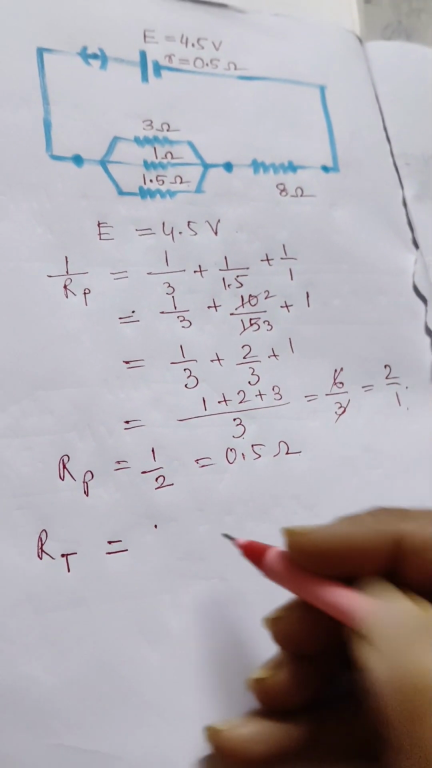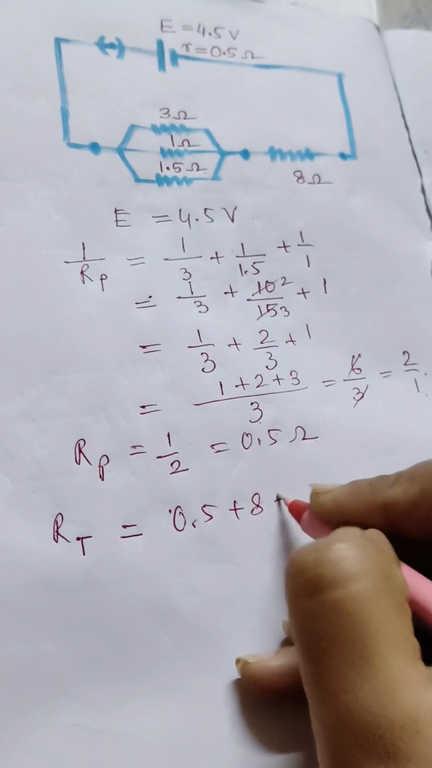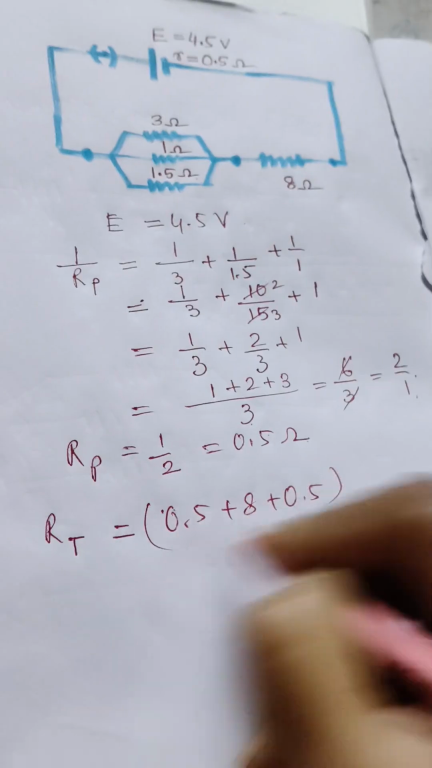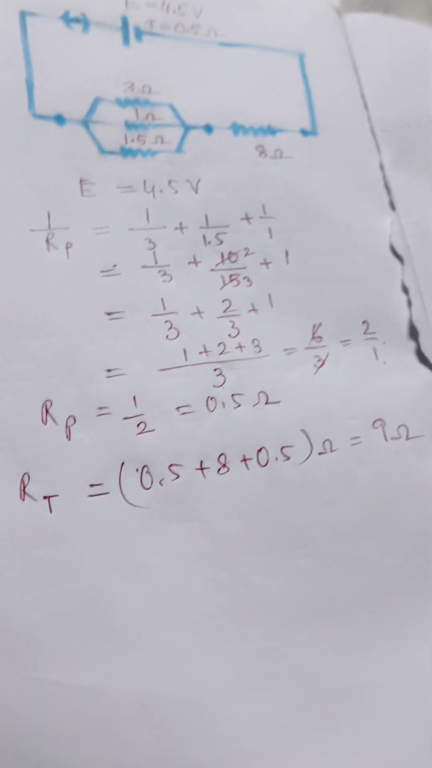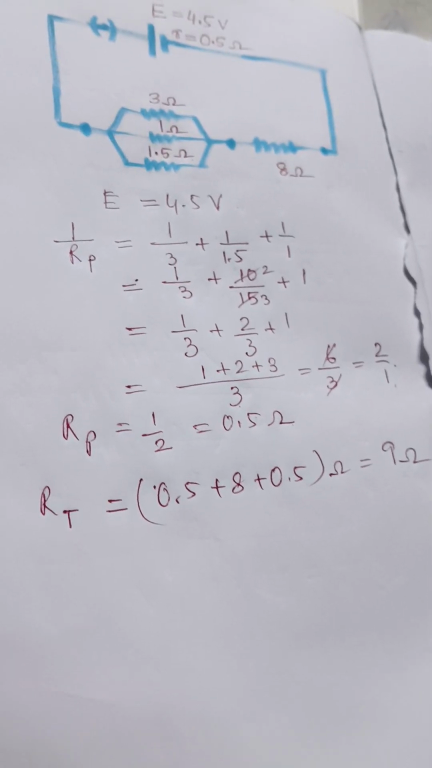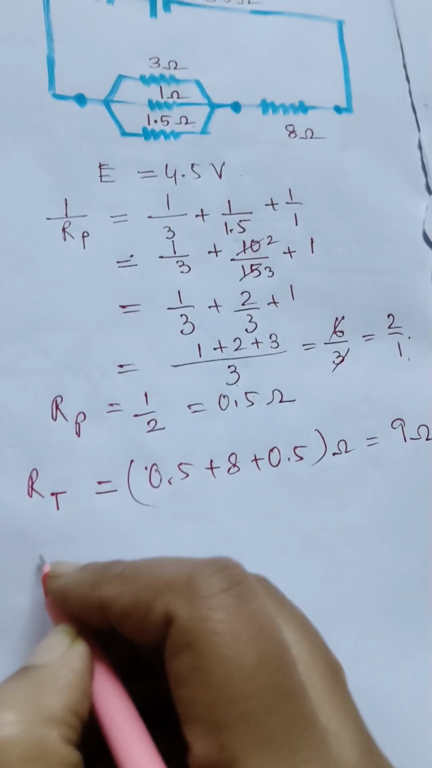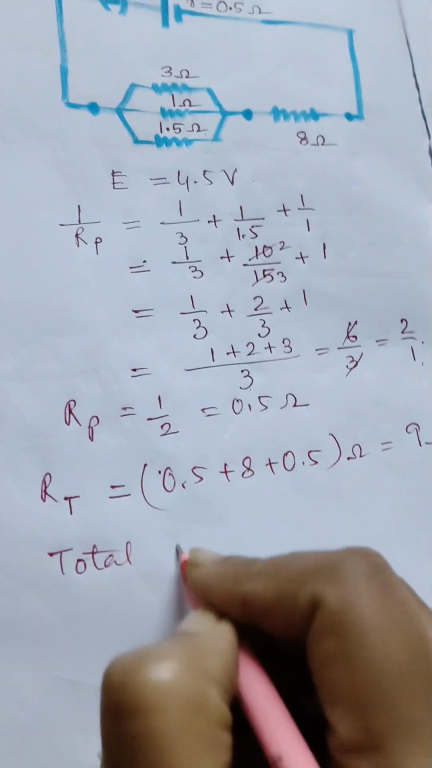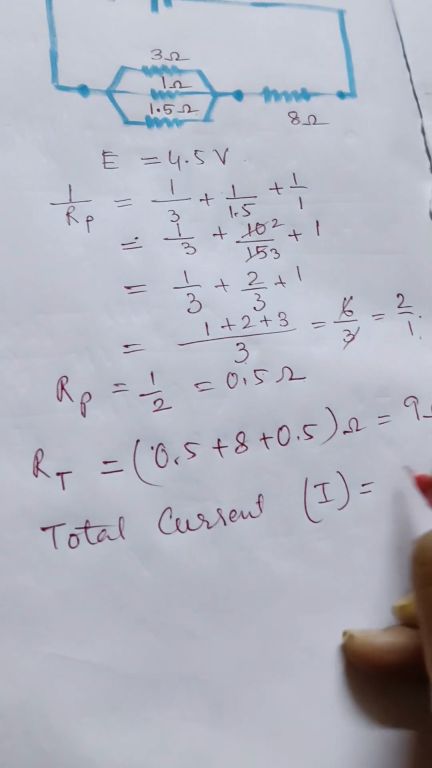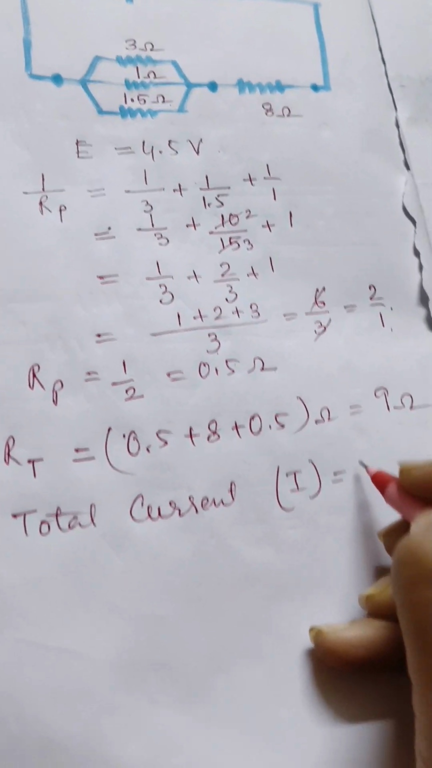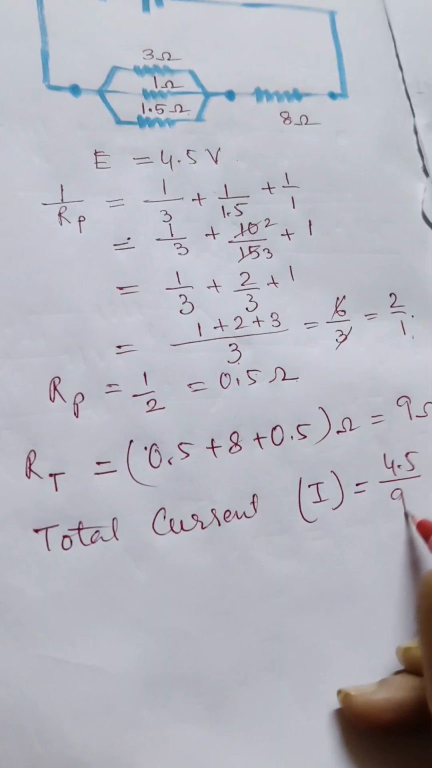So 0.5, 8 ohm and 0.5 ohm of internal resistance provides you 9 ohm. Okay, this is the total resistance. Now, if you are asked to find out the total current, so the total current I is what? V by R. Here V is 4.5 volts and R is 9.